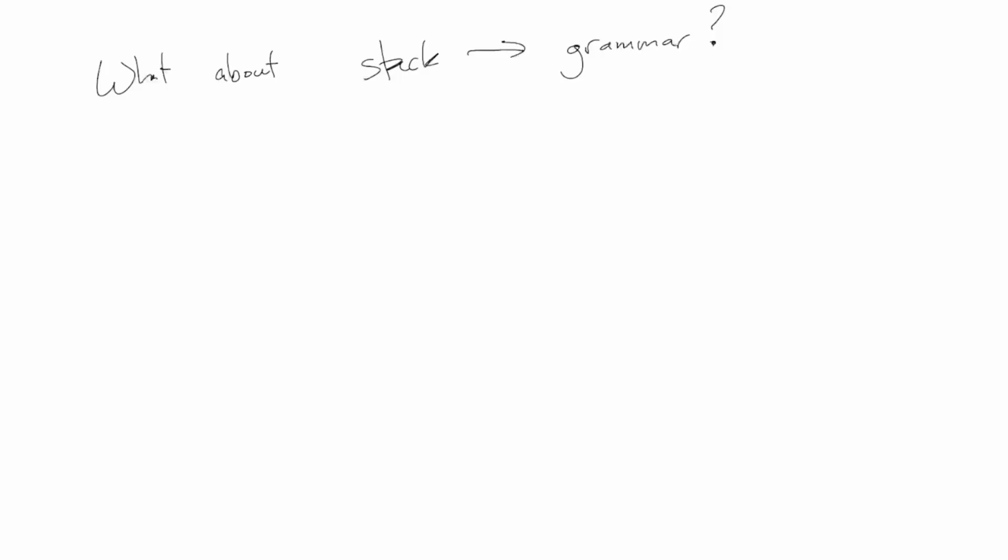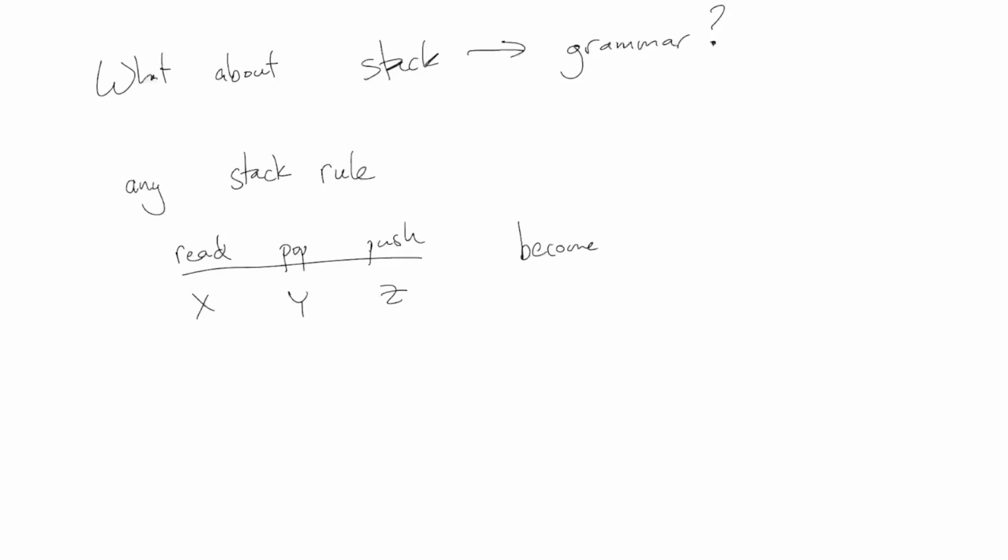Yeah, stack machine to a grammar, you can also do this. It's very simple to describe. Here's how you do it. Any stack rule that looks like read, pop, push, this I would encourage you to just remember. If it says X, Y, Z like that, this becomes a grammar rule: Y goes to X, Z. And that's it. This is the foolproof way to convert a stack machine back into a grammar.